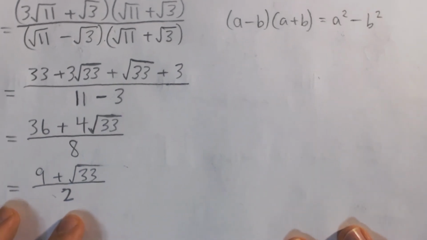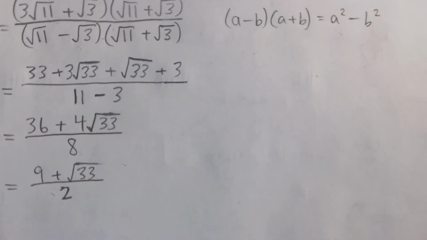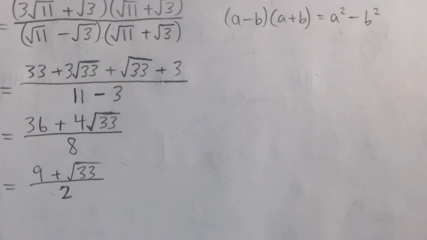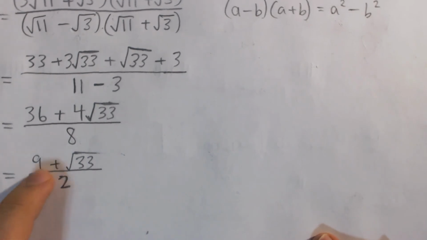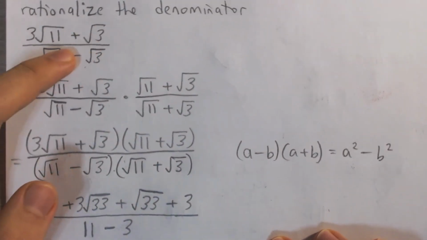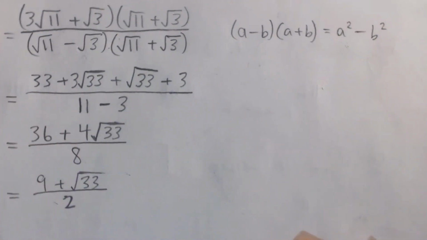And finally, you can see all three of these terms have a common factor of 4, which we can cancel out. And so divide all three of these numbers, or these coefficients and constants, by 4, and we get 9 plus root 33 over 2, which you can see, if you work this out in your calculator, is actually equivalent to the original expression, but now the denominator is rational, it's 2.